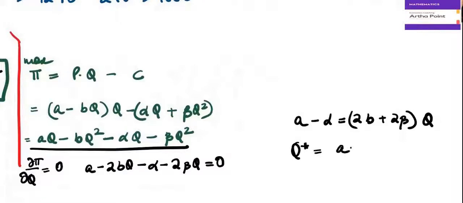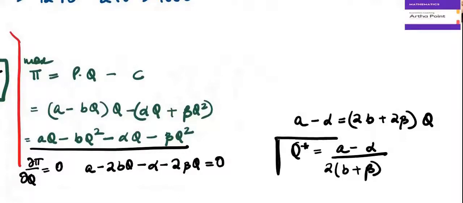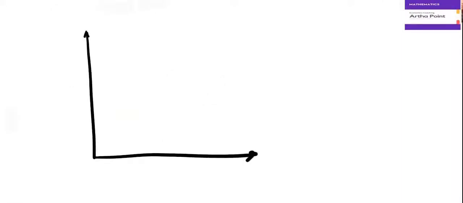Q star will be (A minus alpha) upon (2B plus beta). This will be the optimal quantity. Just imagine this. I have a revenue function in monopoly, something like this, right?